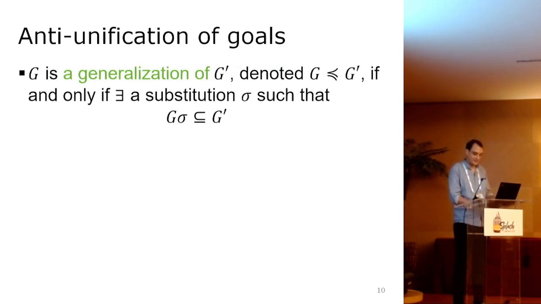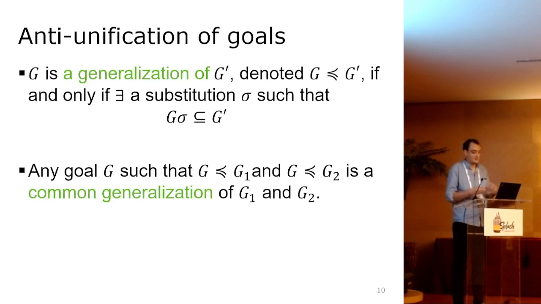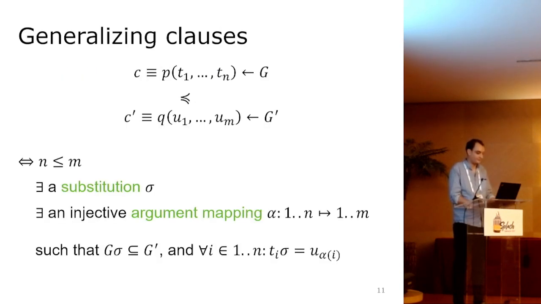So now we can define the anti-unification of other structures than atoms and literals, for example, goals, and this is straightforward. We say that a goal G is a generalization of G prime when there exists a substitution such that applied on G, we get a subset of G prime, because remember, goals are sets. And then we can again construct the notion of common generalization. A common generalization is simply, for two goals, a goal that's more general than both these goals. That's a generalization of both.